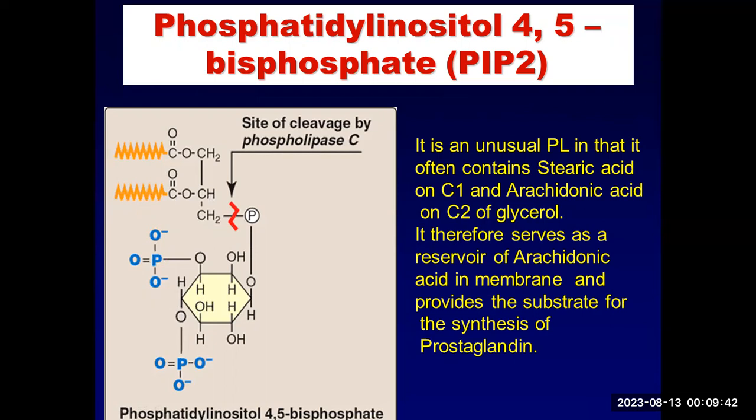So, phosphatidylinositol 4,5-bisphosphate. It is an unusual phospholipid in that it often contains stearic acid at carbon number 1 and arachidonic acid at carbon number 2 of the glycerol. It therefore serves as a reservoir of arachidonic acid in membrane and provides substrate for the synthesis of prostaglandin.